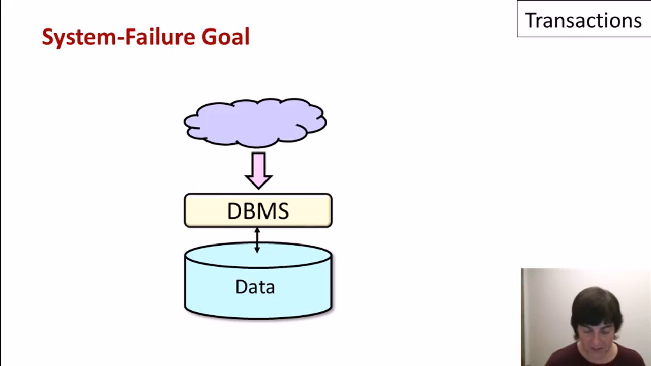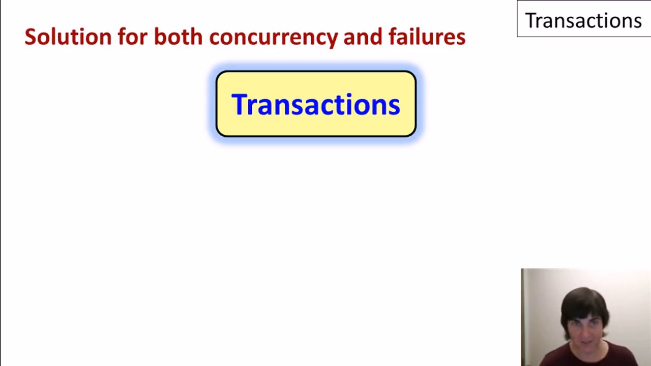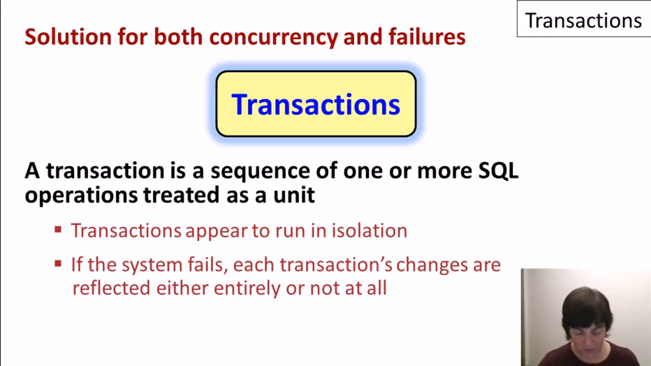So our overall goal for dealing with system failures is that when we want to do something on the database that needs to be done in an all or nothing fashion, we'd like to tell the system that we want to guarantee all or nothing execution for that particular set of operations on the database, regardless of failures that might occur during the execution. So we've talked about problems with concurrency, we've talked about problems with system failures, and interestingly, the exact same mechanism can be used to deal with both of those issues, and that mechanism is, not surprisingly, transactions.